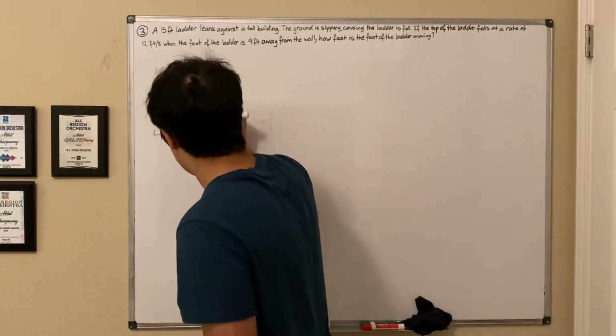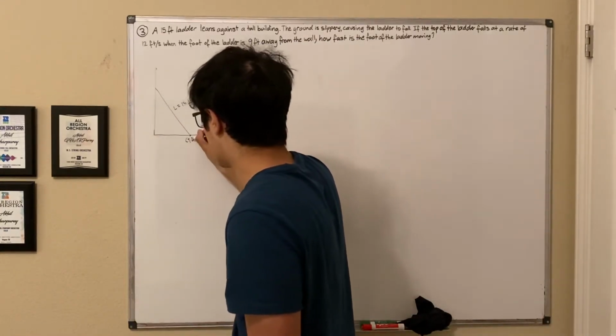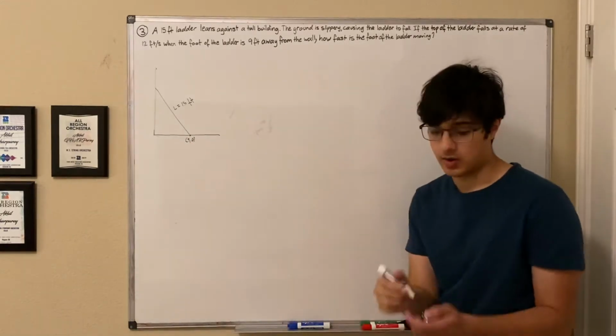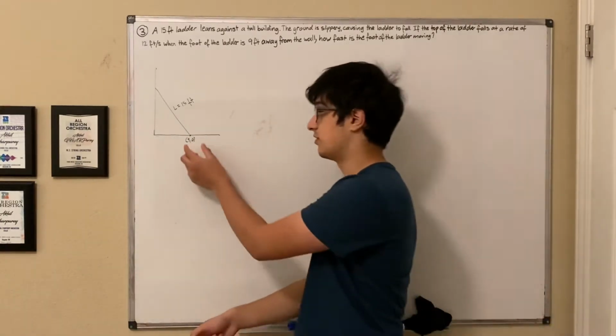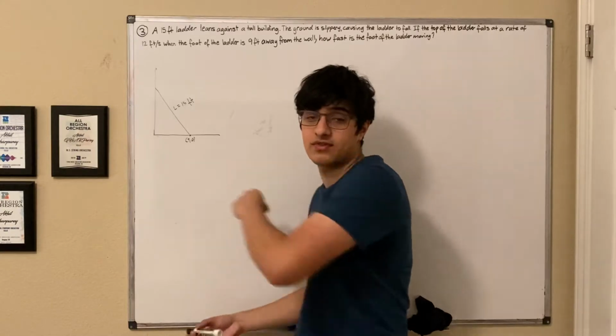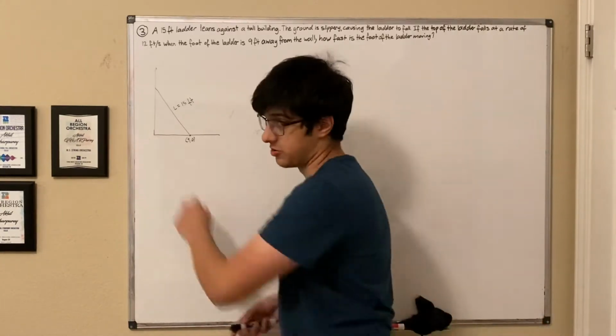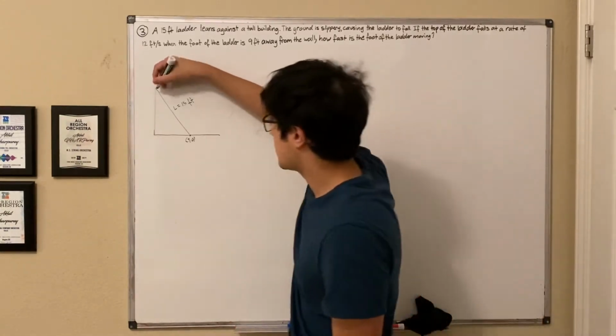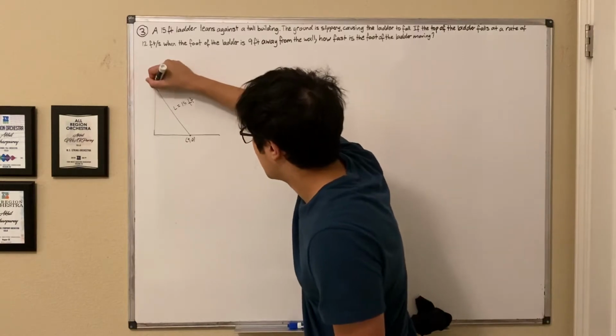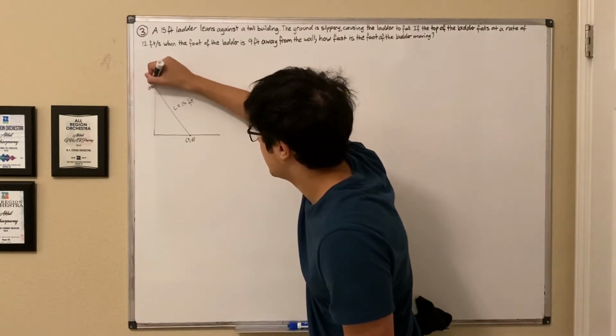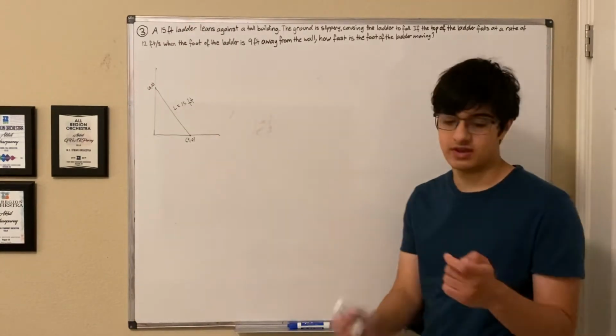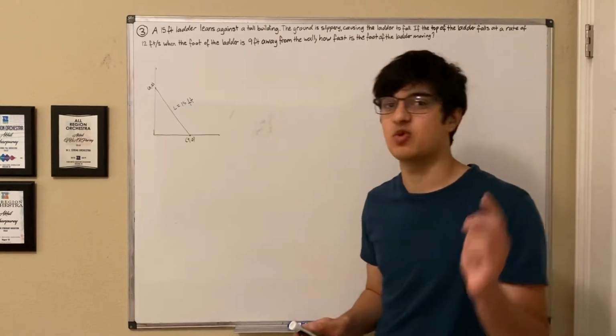And we also know that at the base of the ladder, we're going to call this a coordinate point (9, 0), because the foot of the ladder is 9 feet away from the base of the wall, which we're going to call (0, 0). But this top of the ladder, we're going to call this a coordinate point (0, 12). And you're probably wondering, where did I get that 12 from?